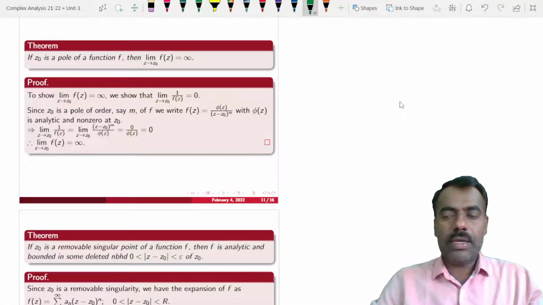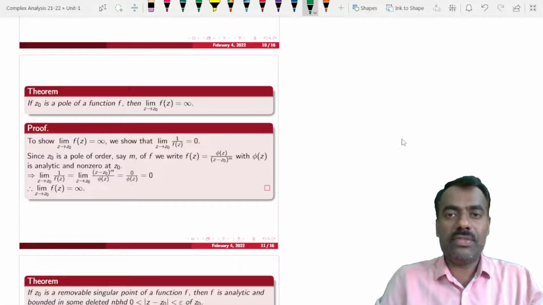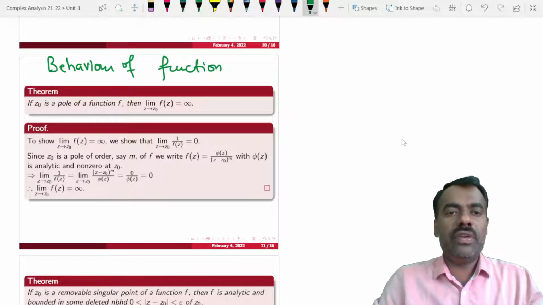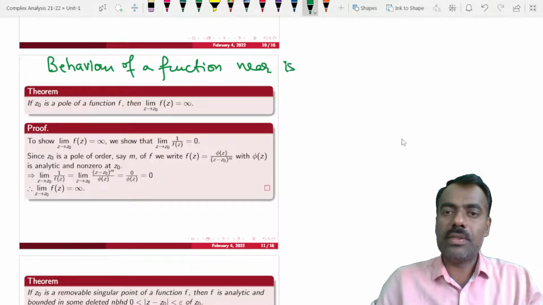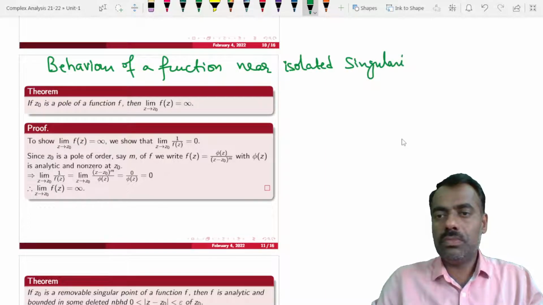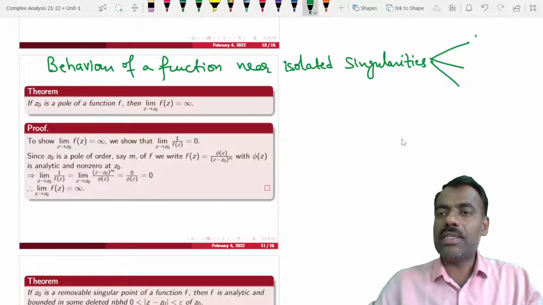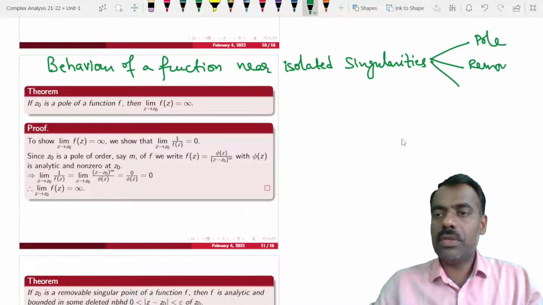Now we'll come to the last section of this, which is very interesting. We'll see the behavior of a function near isolated singularities. So what do we know? Three types of isolated singularities: one is pole, then removable singularity, then essential singularity.